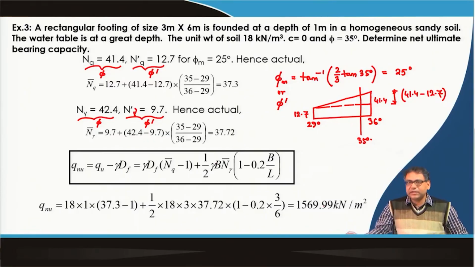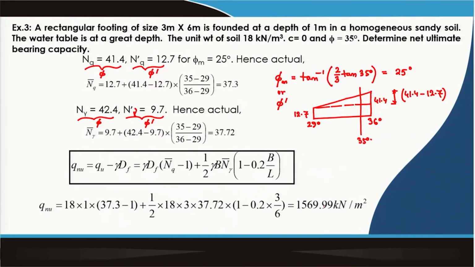Okay. So, this is the bearing capacity for the case when the phi value is in between the local shear failure and general shear failure, that means the intermediate case. So, here I have discussed how we will calculate if the failure is local shear failure or intermediate.